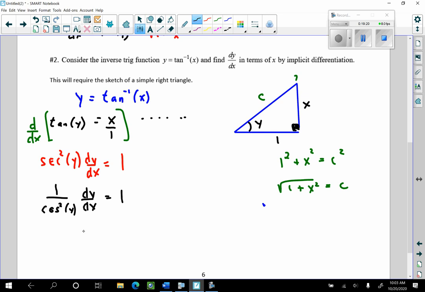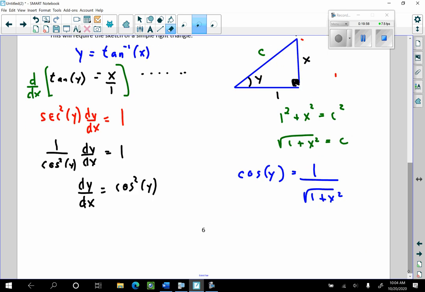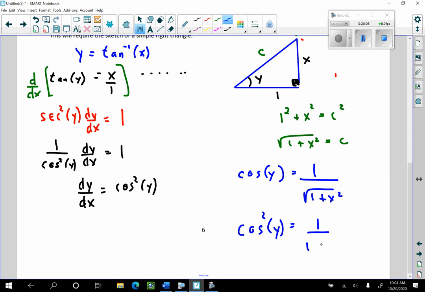And now I have dy dx is equal to cosine squared of y. Hello, neighbor. If you look at your right triangle, what is the cosine of y? Well, the cosine of y is equal to adjacent over hypotenuse. So that's going to be 1 over the square root of 1 plus x squared. True or false? And now tell me, what's cosine squared? Cosine squared over here, homeschoolers, is this thing squared, which is 1 over 1 plus x squared. So what is dy dx?